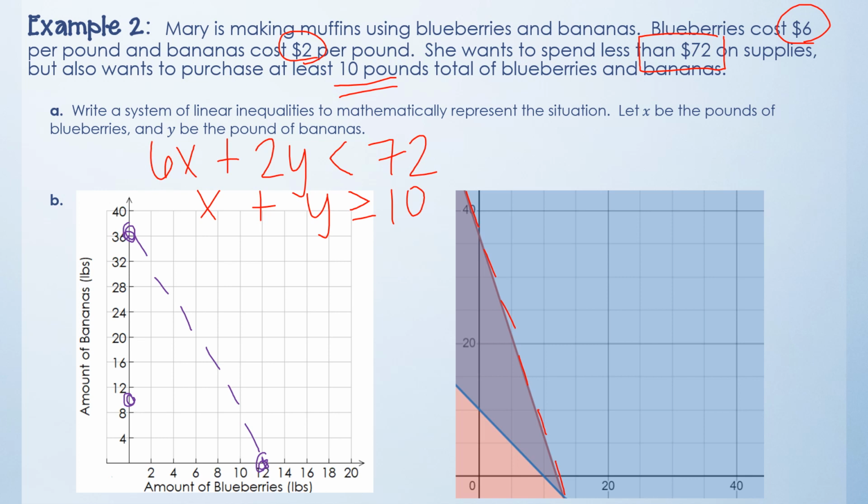And on this side, it hits exactly at 10. And that one would be a solid line. All right, and then the shading on this one is very similar to the last one, and it's in between the two lines because we want more than 10 pounds, but we want to spend less than $72. So we're meeting in the middle, and that would be my shaded region.